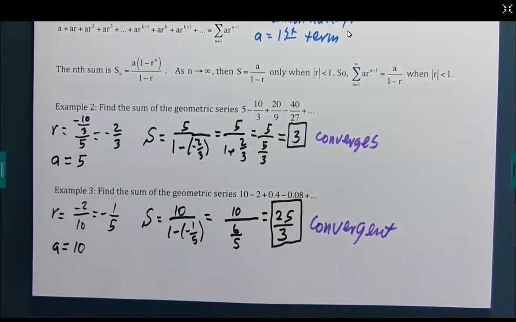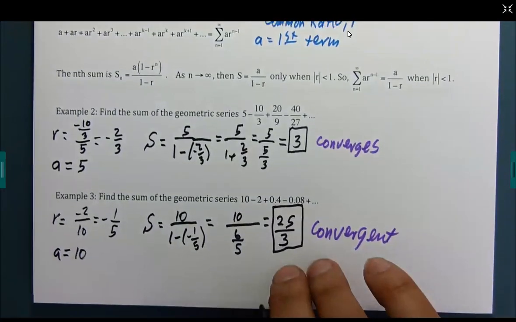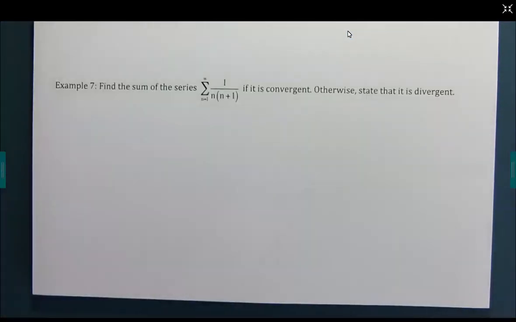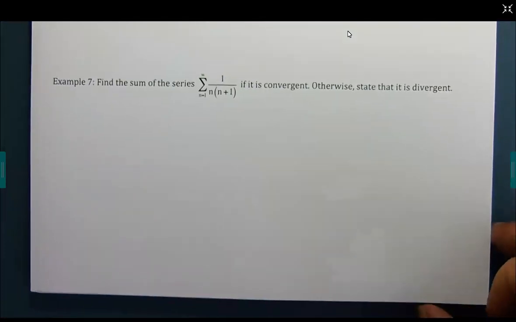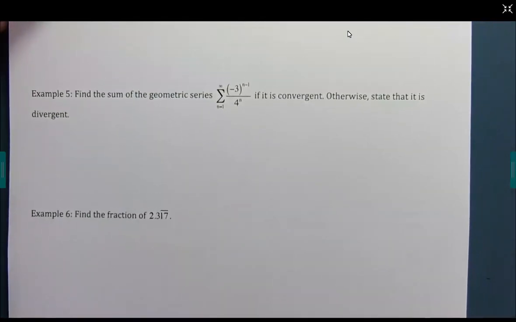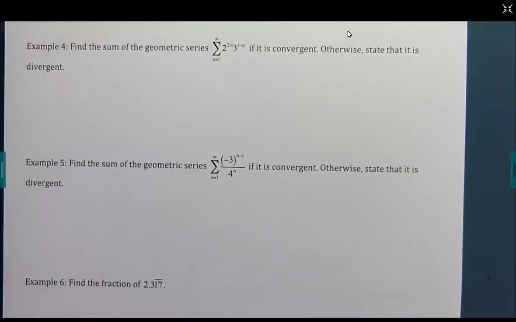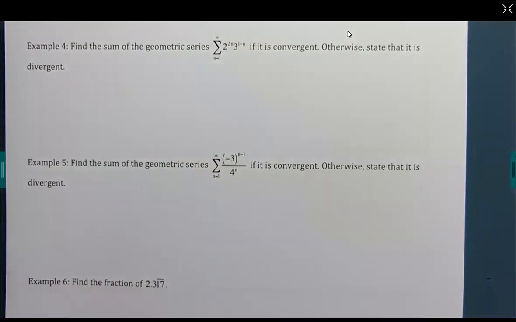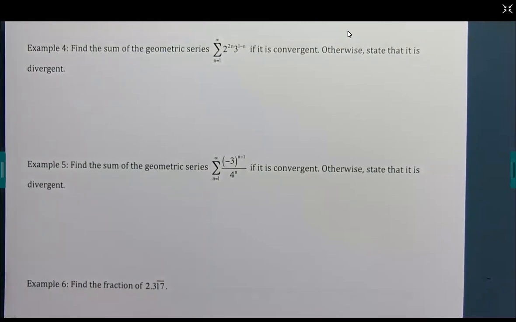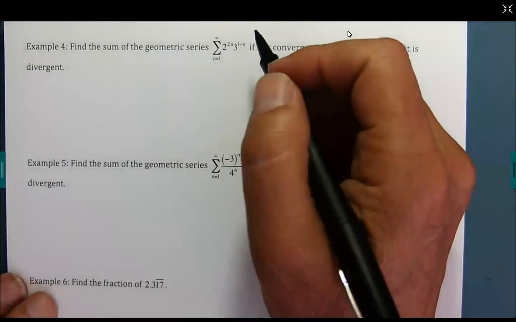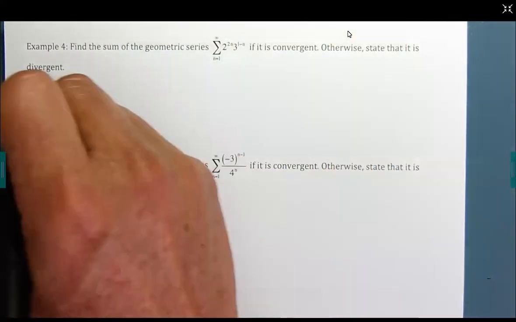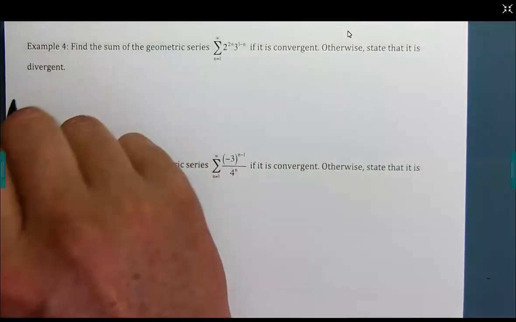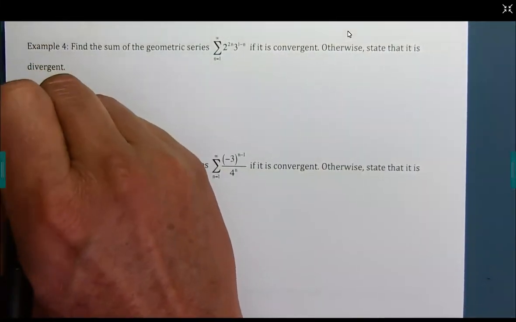All right. Next up, we're going to keep going with the geometric series. All right, so here we have a geometric series, and what we need to do is figure out if this is going to be convergent or not. So let's do this. Let's find our first two terms.